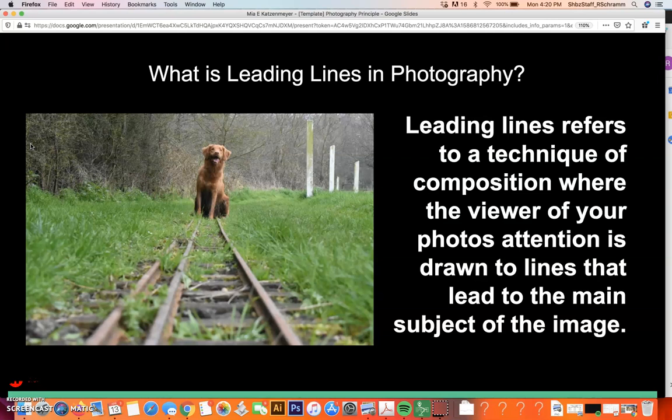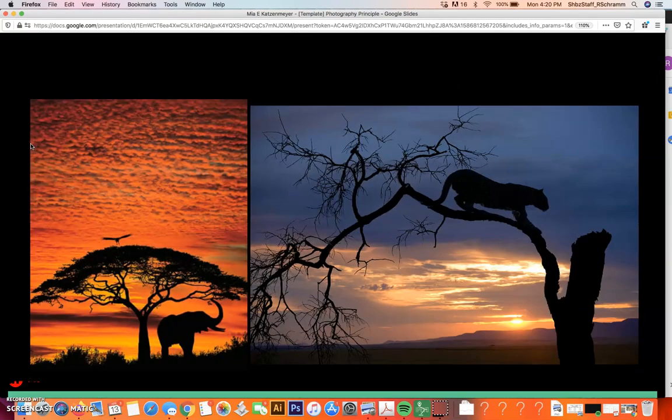But it does not always have to be a subject. It could be it just leads you through the photo. And it does not have to be in the exact middle of the photo. A leading line can kind of swirl and roll around. It could be a stream from the right corner to the left. It's really pretty flexible.